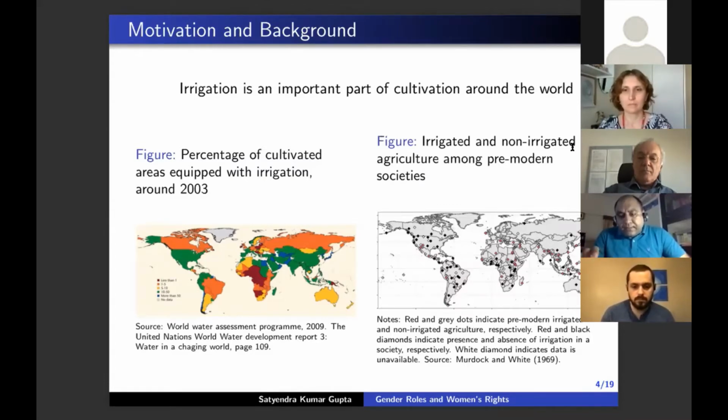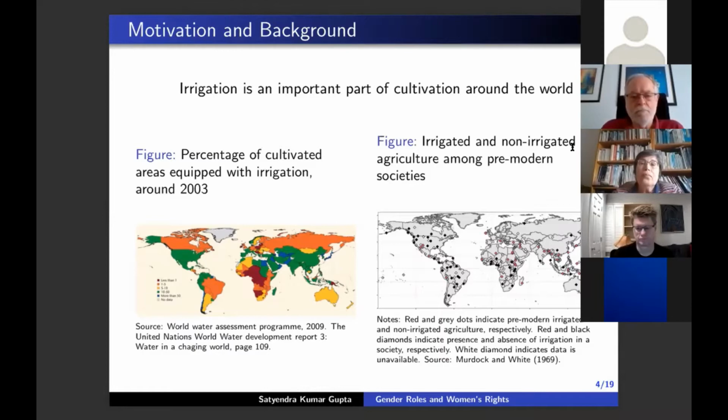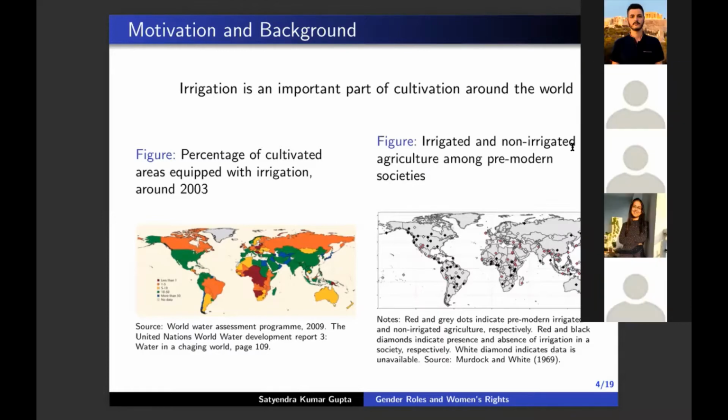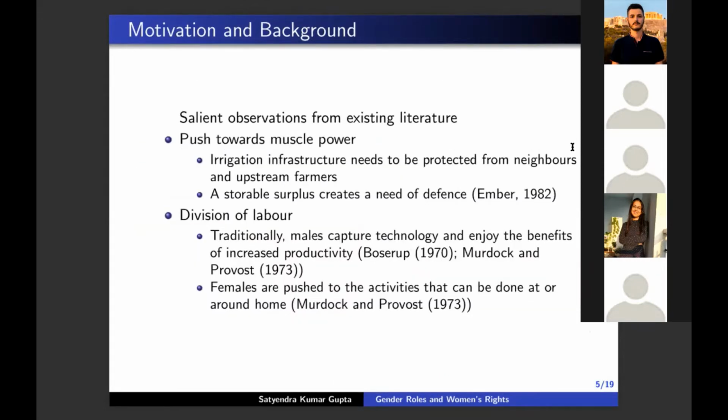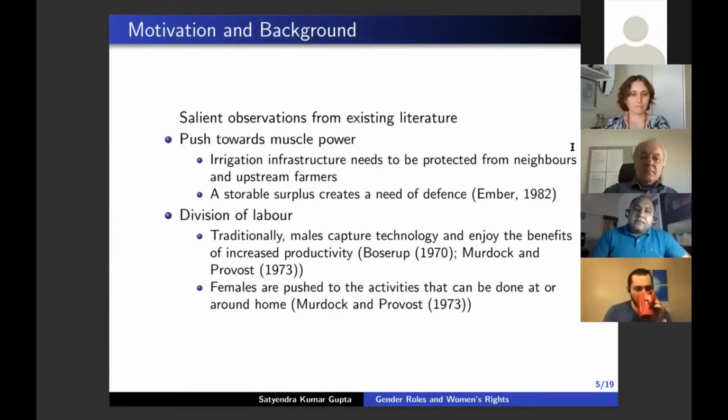Then also it creates a division of labor, because traditionally what has been found in the literature is that generally males capture the technology and they enjoy the benefit of increased productivity because of any kind of technology. At the same time, the females are pushed into the activities that are close to the home or at home in particular. Then this can also create private property rights. And irrigation also creates a culture of elites or autocracy, and that basically creates insecure property rights.